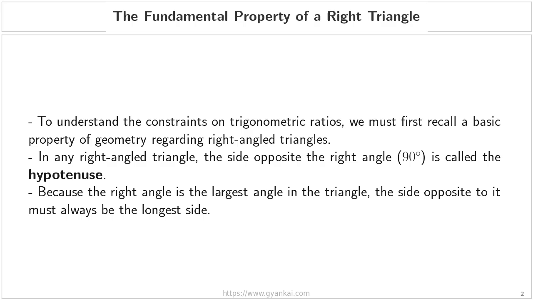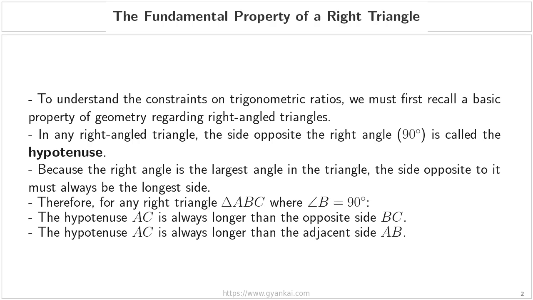Because the right angle is, by definition, the largest angle in the triangle, the side facing it, the hypotenuse, must always be the longest side of the entire triangle. To make this more concrete, let's look at a triangle delta ABC where angle B equals 90 degrees. In this specific triangle, the hypotenuse, AC, will always be longer than the opposite side, BC. Similarly, the hypotenuse, AC, will also always be longer than the adjacent side, AB.